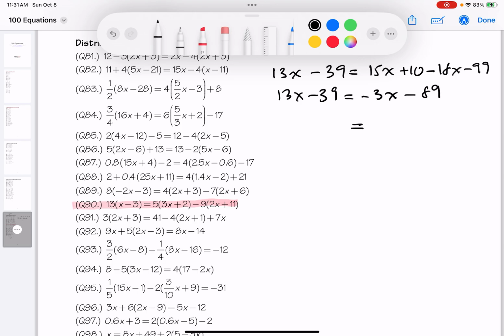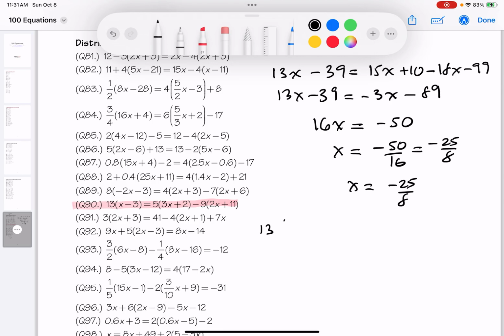Well, I'm going to add 3x to both sides. That's 16x. And I'm going to add 39 to both sides. And what's it going to give you? Minus 50. What do you get now? x equals minus 50 over 16. I am going to reduce it: minus 25 eighths. So x equals minus 25 eighths. We're going to check it.